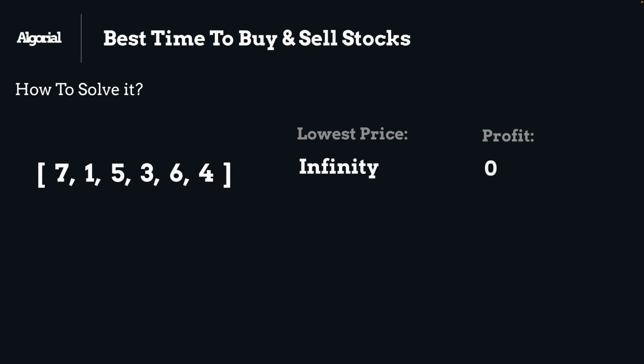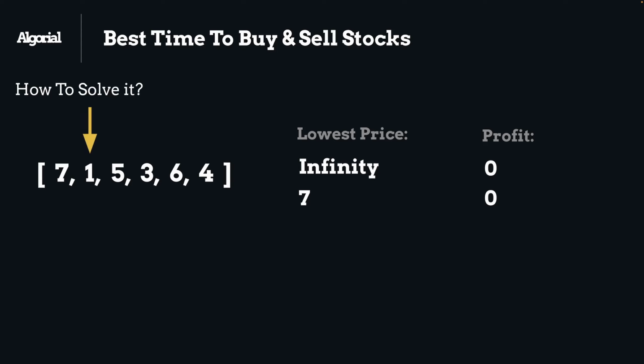Now, if we iterate through this dataset, in the first iteration of our array we have 7 as the price. Which one is smaller now, 7 or infinity? Of course, 7 is smaller. And our profit is 0 because the question forces us to sell on another day. We will update both here.